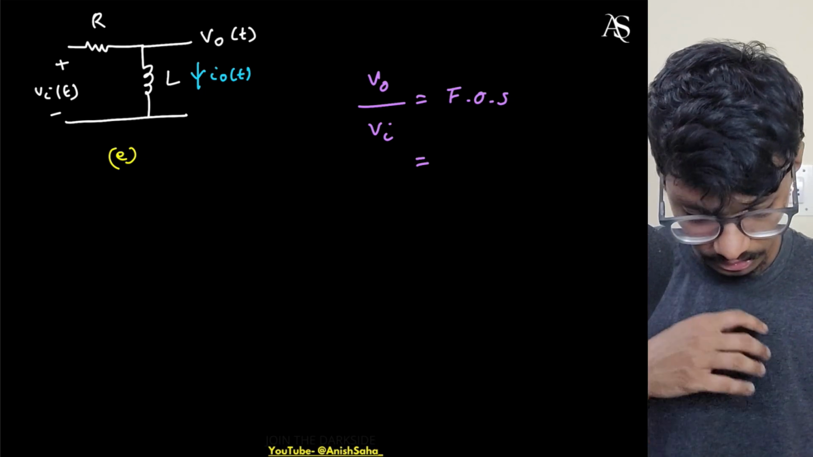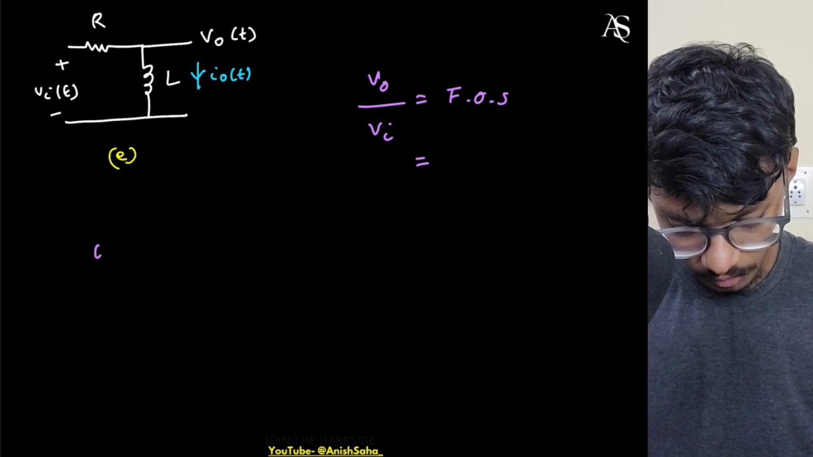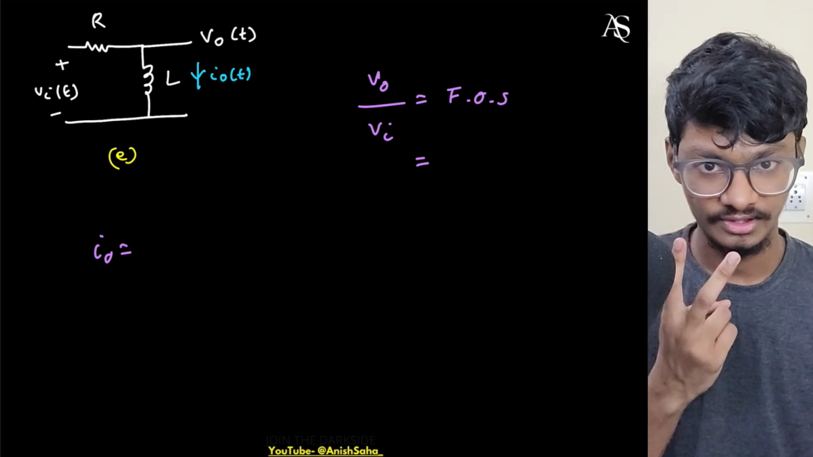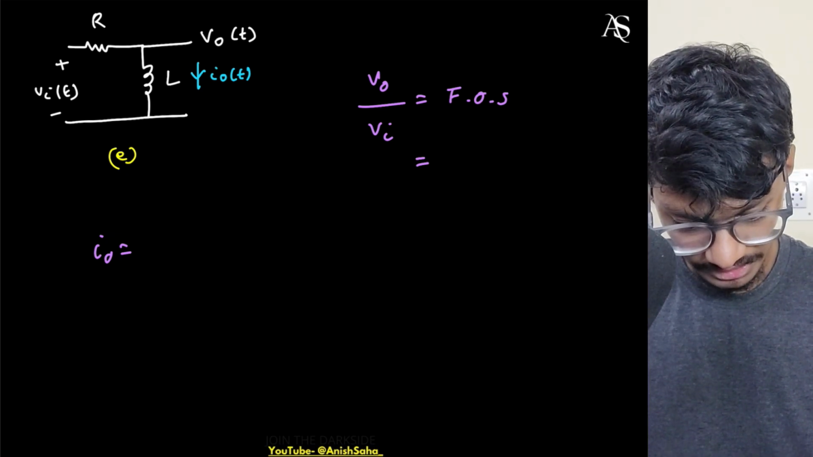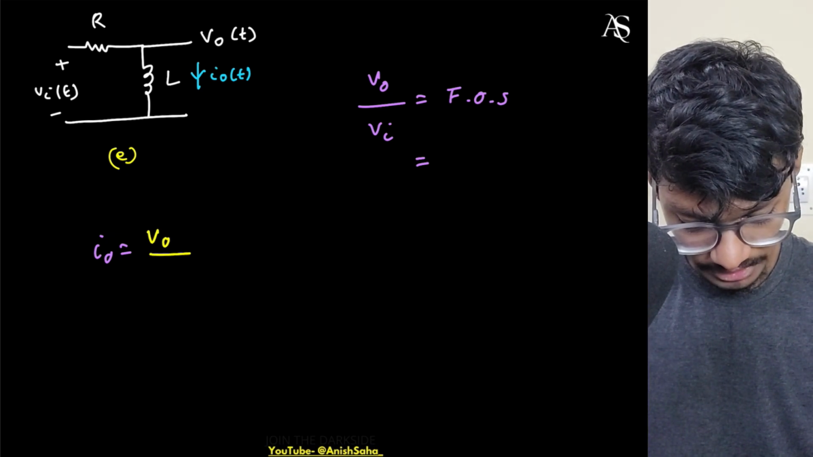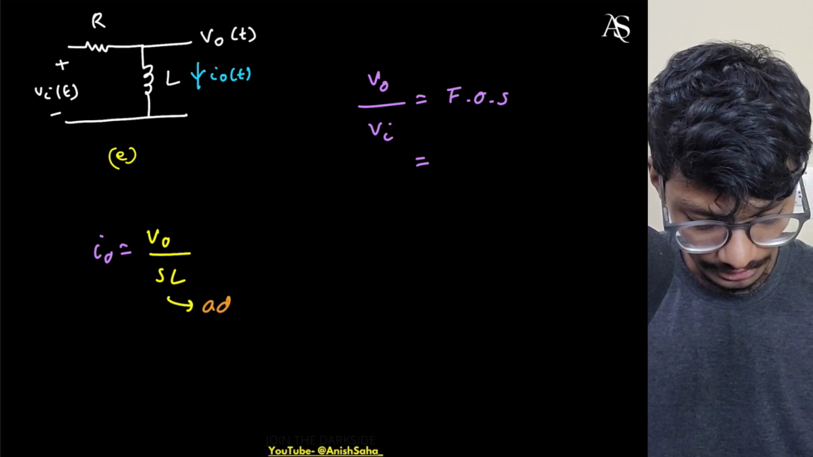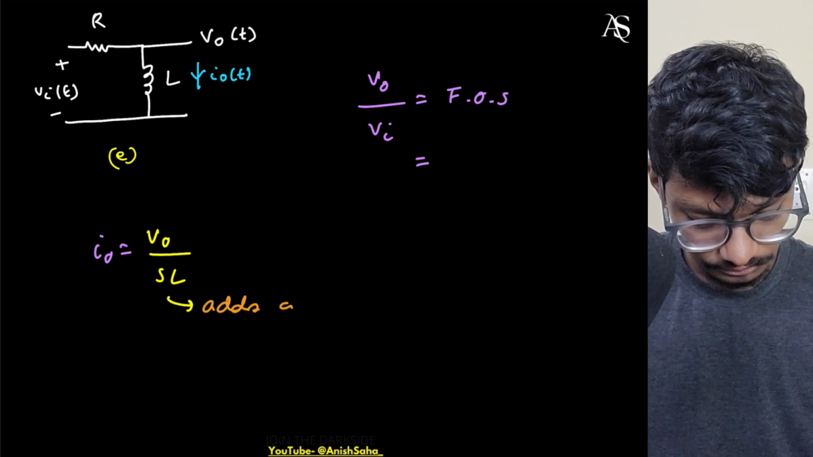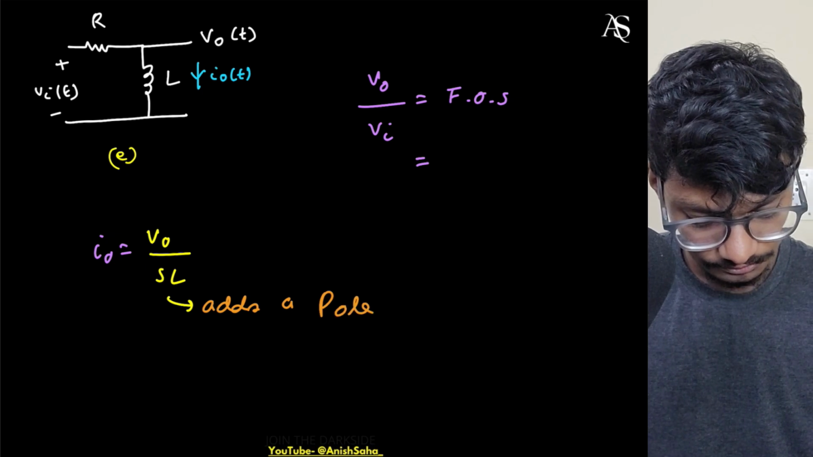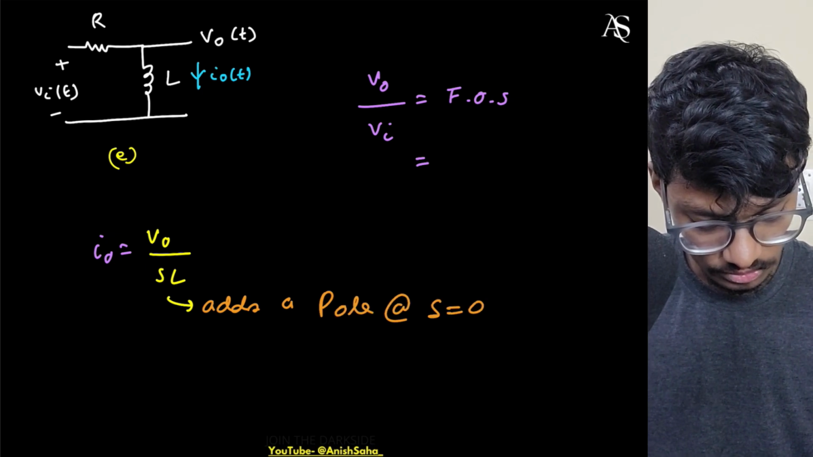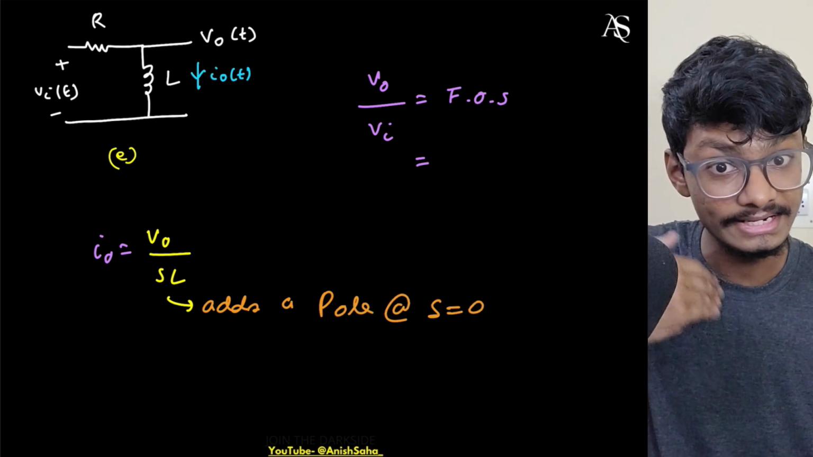So what about the current? If I want to compute the current, IO is what? IO is VO by SL. And what do I see? It adds a pole at S equals to 0. So it increases the order.